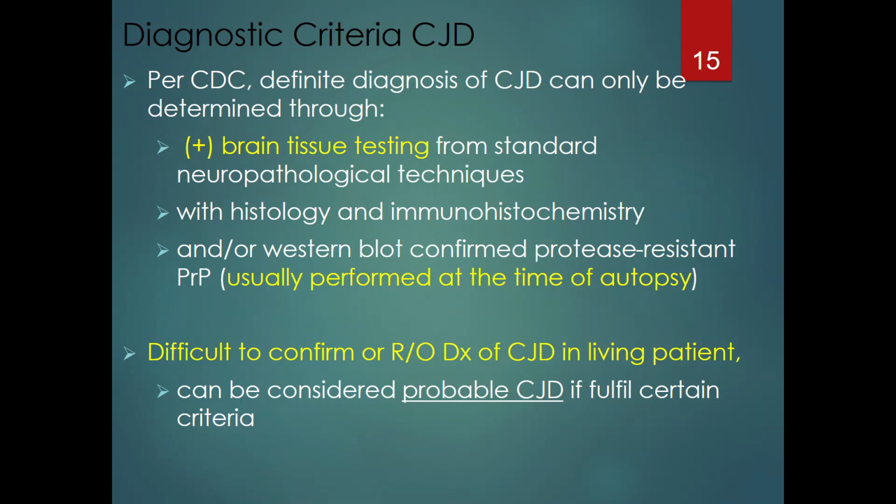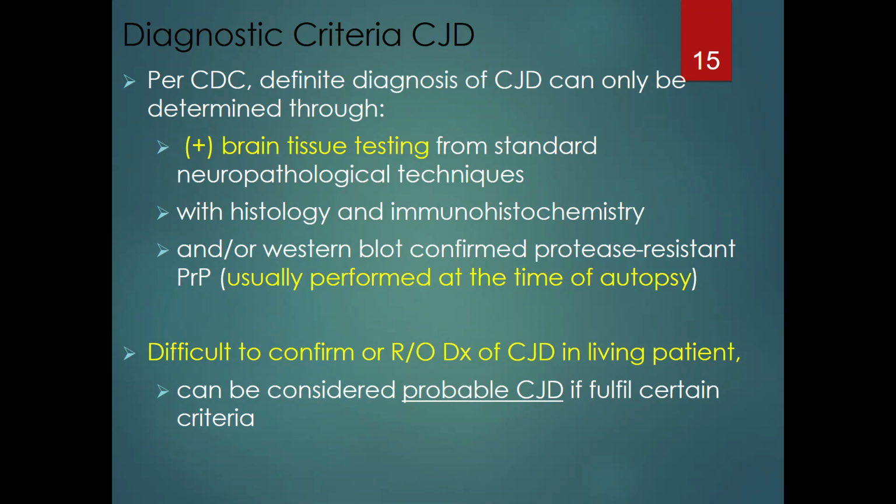According to the CDC, or Center for Disease Control and Prevention, a definitive diagnosis of CJD can only be made through brain tissue testing using standard neuropathological techniques, including histology and immunohistochemistry. In some cases, a Western blot test that confirms protease-resistant prion protein, or PrP, may also be performed. These tests are typically performed after the patient's death, often during an autopsy. It can be challenging to diagnose or rule out CJD in living patients.